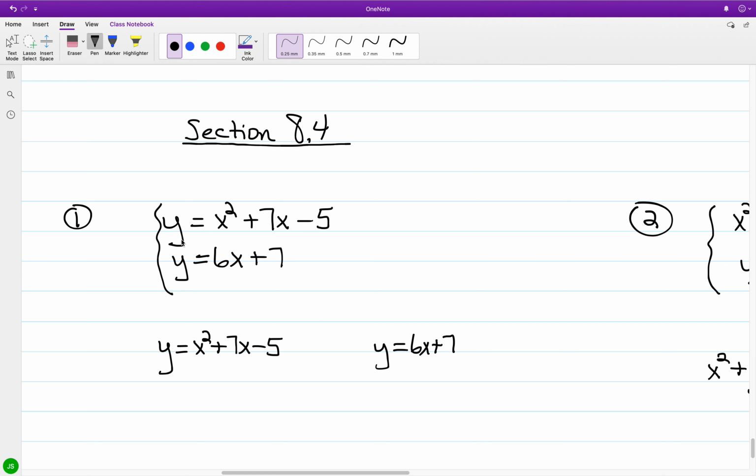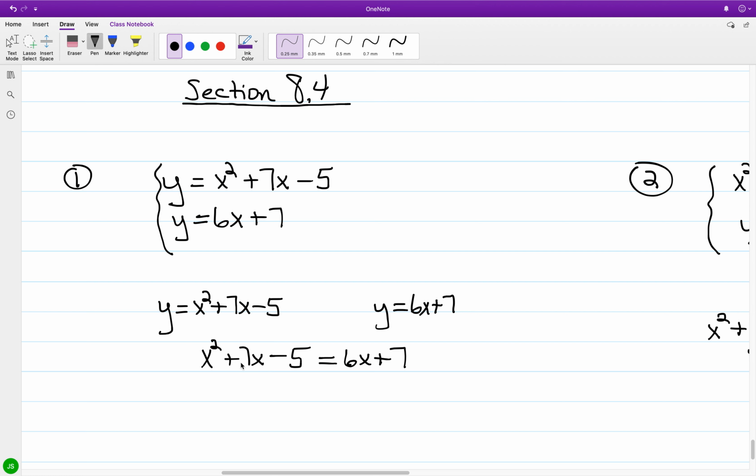And since both of these expressions are in terms of y, we can set the expressions equal, and we can just rewrite, saying we have x squared plus 7x minus 5 is equal to 6x plus 7, because we're looking at solving for the same x and y coexisting as being both equal to x squared plus 7x minus 5, as well as 6x plus 7. So in substituting, I can go ahead and solve for x.